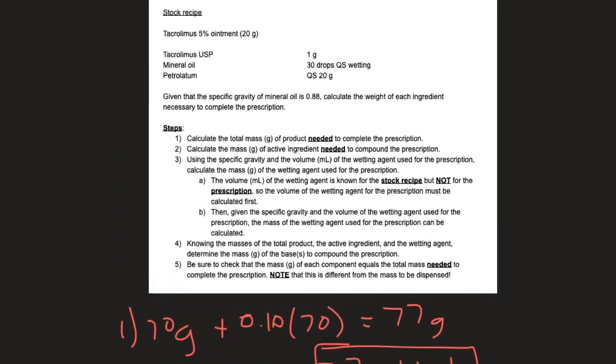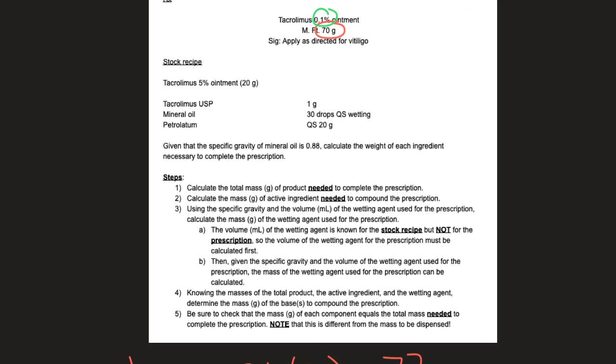Step number 3, using the specific gravity and the weight and the volume of the wetting agent used for the prescription, calculate the mass of the wetting agent used for the prescription. So we know how much mineral oil is used for the stock recipe, which is 30 drops, but we don't know how much we use for the RX.